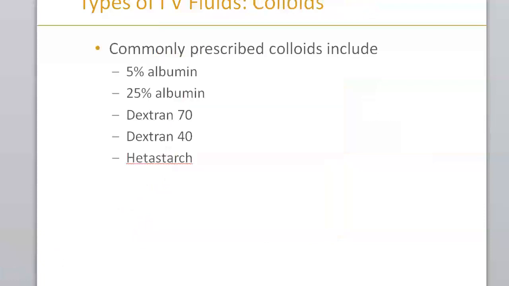And these are some of your commonly prescribed colloids: 5% albumin, 25% albumin, which is a type of protein, dextran 70, dextran 40, and hetastarch as well. Again, they're called plasma protein expanders.